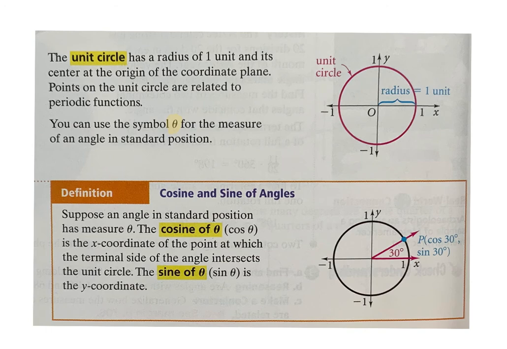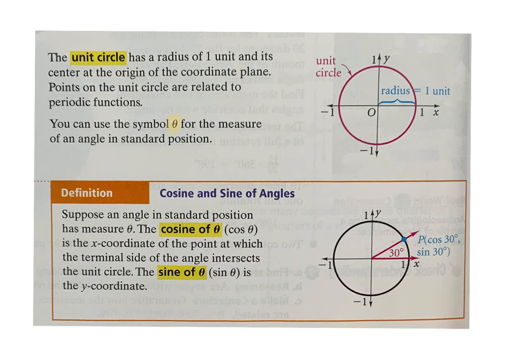So let's look at what cosine and sine mean. We are familiar with sine and cosine. How are we familiar with them? What have we done in the past? Geometry. And the shortcut for it is called SOHCAHTOA. Suppose an angle is in standard position and has a measure of theta. That's just the angle measure. The cosine of theta is the x-coordinate of the point at which the terminal side of the angle intersects the unit circle.